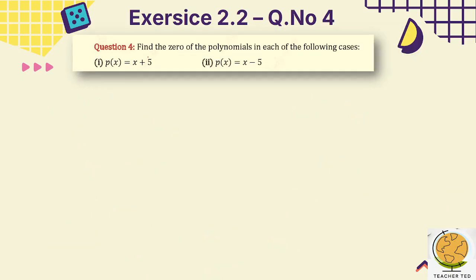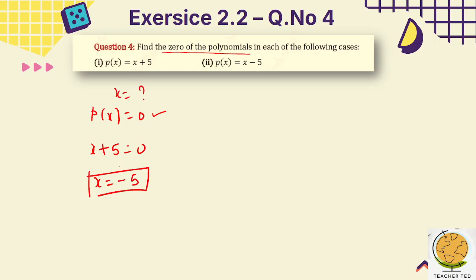So we need to find out a 0 of the polynomial in the next question. So carefully observe, there is no x given. So if we need to find out the 0 of the polynomial, you need to find out x. So to find out x, you need to substitute p of x is equal to 0. That is a basic rule and that is the definition of 0 of a polynomial. If you substitute p of x is equal to 0 in this equation, x plus 5 is equal to 0 and x is equal to minus 5. So x is equal to minus 5 is a 0 of the given polynomial.